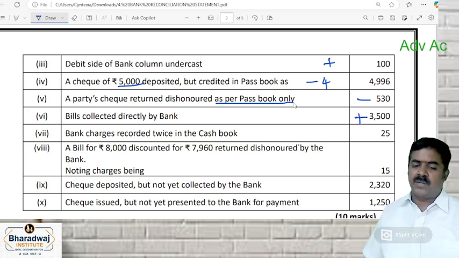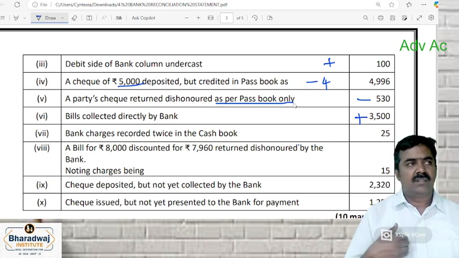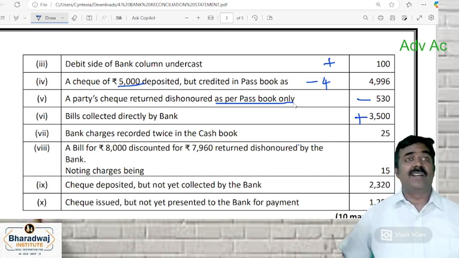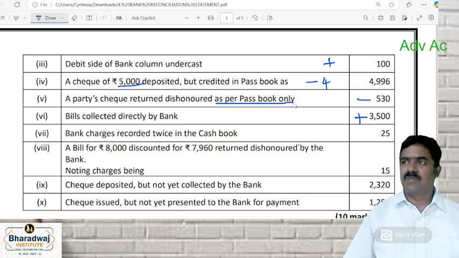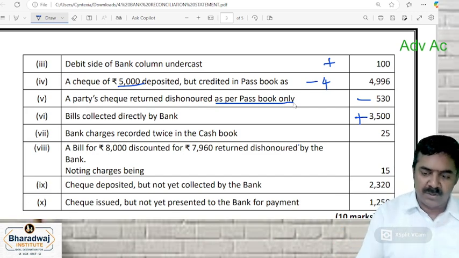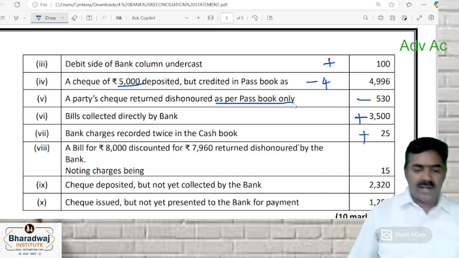Bank charges twice entered in the cash book. Reducing one time is okay, but they reduced two times. That extra one time we should also reduce it. But OD starting final add 25.